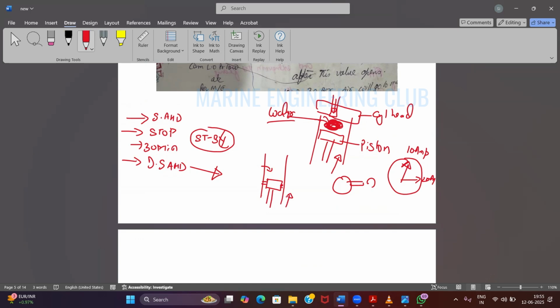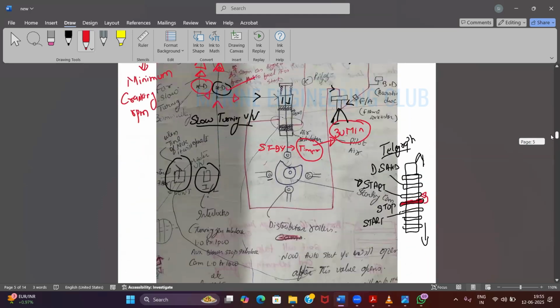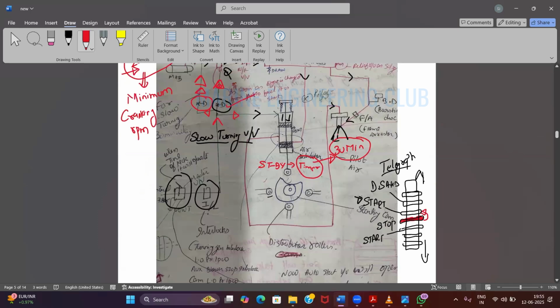And if it encounters any obstruction during this part, this air will not be able to push my piston, and my one complete revolution will not complete. If one complete revolution does not complete within a certain period of time, this will stop. Air will stop and the alarm will come. And you then have to find out what the problem is with the engine. Is it clear?